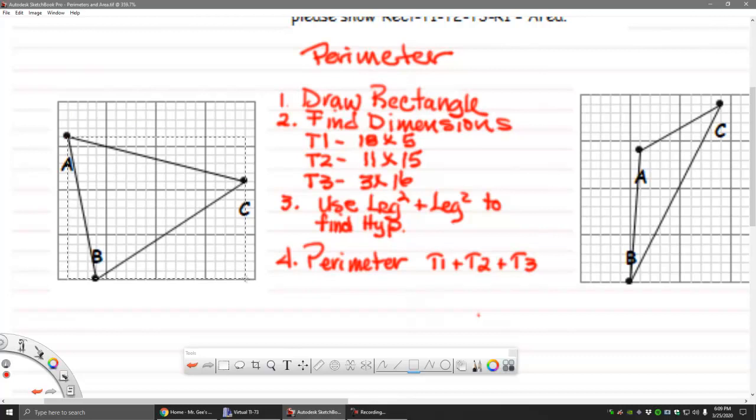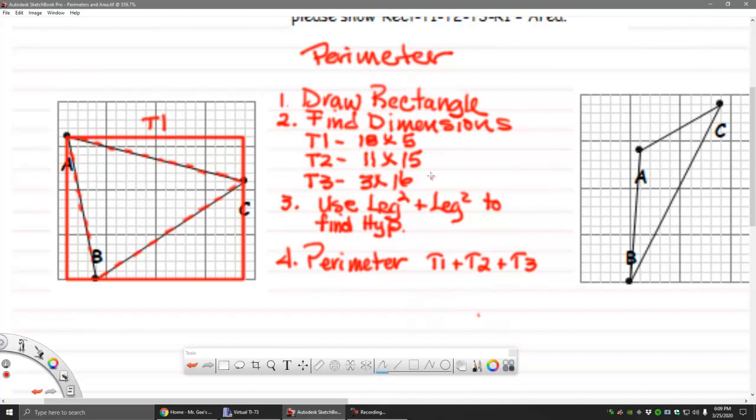So we're going to draw a rectangle around that. We're going to circumscribe the triangle inside this rectangle. Now what that does for us, it gives us three triangles. Do you see them right here? We're going to call that one triangle 1, T1. Over here we'll call this one T2, and then T3.